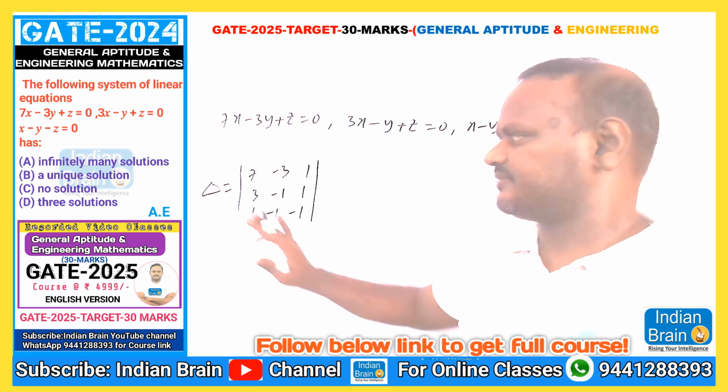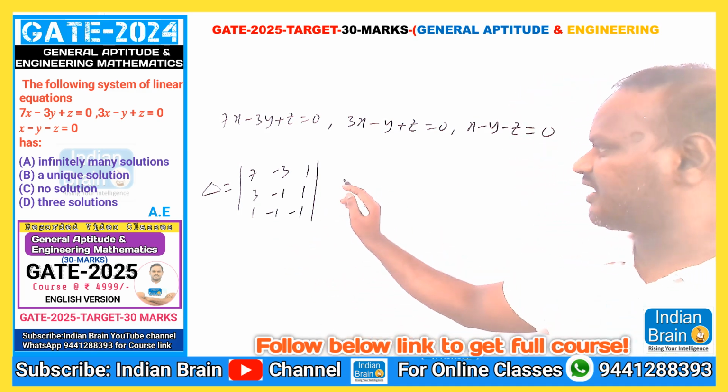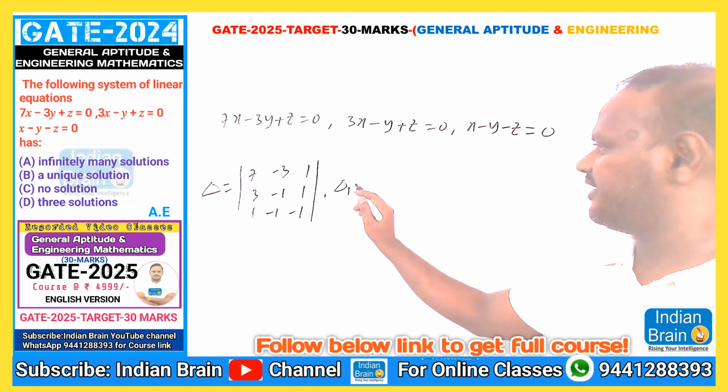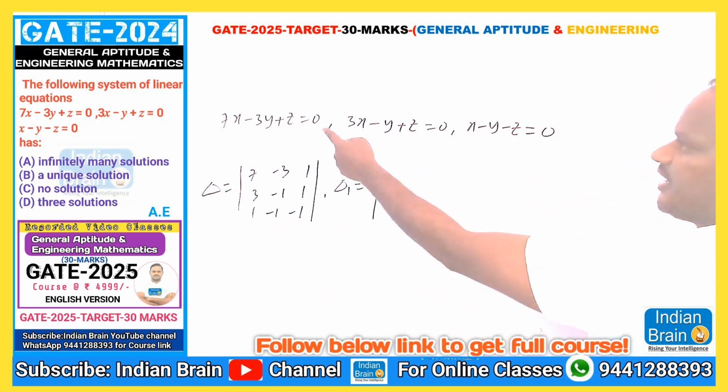That's it. This can be delta. But how to solve, that will be a different issue. This is delta. What is delta 1, all of you? Delta 1 can be the mod of the determinant where we need to replace the first column by the constants, right?